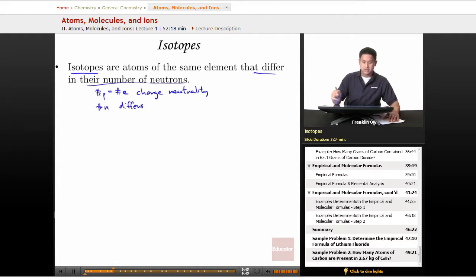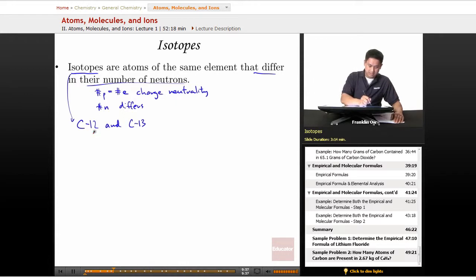And so now we're going to introduce something called isotope format. Okay, so for example, carbon has two isotopes, carbon-12 and carbon-13. Now, anytime you see the number immediately following the hyphen, this is what we call the mass number of the isotope. And the mass number of the isotope is simply equal to the number of neutrons plus the number of protons.